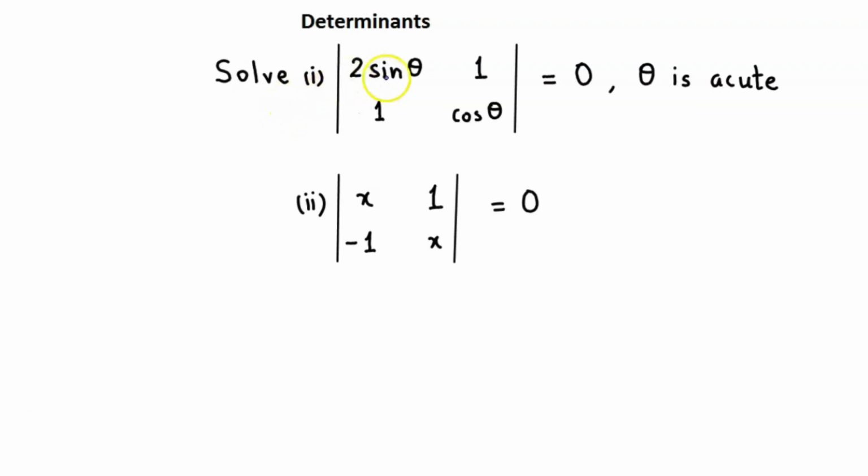Question is, solve the determinant 2 sin theta, 1, cos theta is equal to 0 where theta is acute. So let's do the first question here. So we have been given determinant of 2 sin theta, 1 and cos theta is equal to 0.